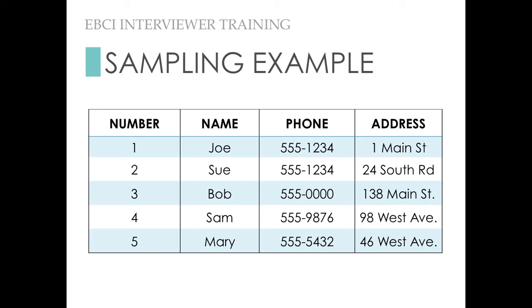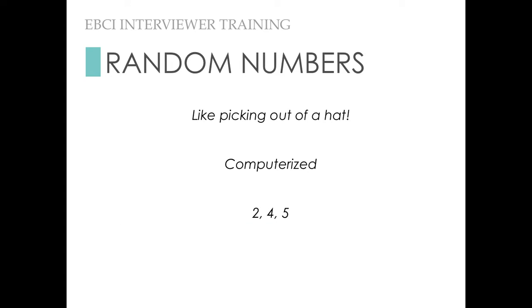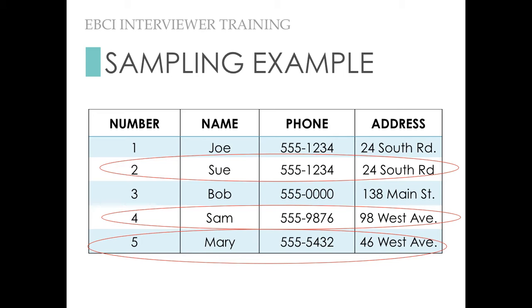So here's a really basic example of how sampling works. Here we have 5 people. Each one has a number, 1, 2, 3, 4, 5. And we pick 3 random numbers, like picking numbers out of a hat, only it's done by computer. And so in this case, we picked number 2, number 4, and number 5. So we have Sue, Sam, and Mary are the people we need to talk to.